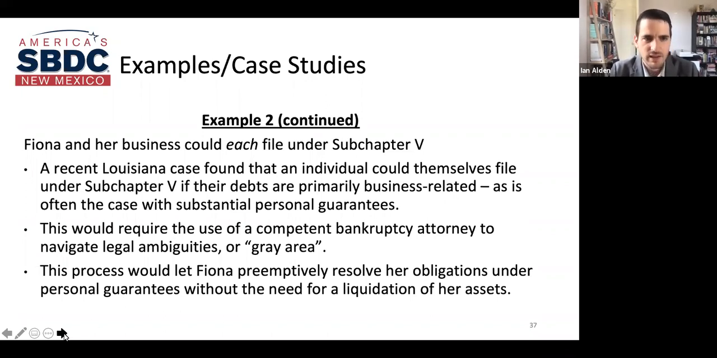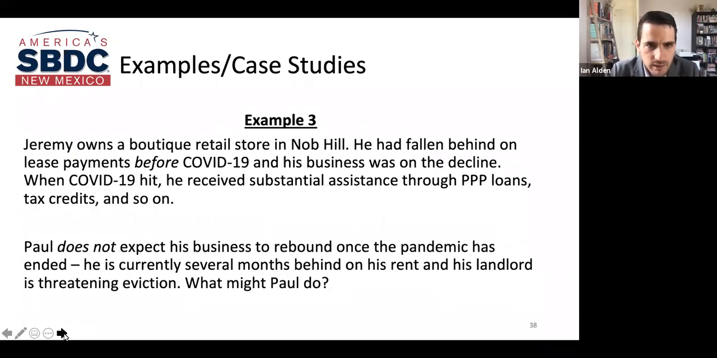Now, the last use case I'll go through. Jeremy owns a boutique retail store in Nob Hill. He'd fallen behind on lease payments before COVID-19, and his business was on the decline. But when COVID-19 hit, he received substantial assistance through PPP loans, tax credits, and so on. His landlord probably agreed to some kind of deferral where back due payments were added on to the end of the lease. This was a very common approach with landlords, at least at the start of COVID.